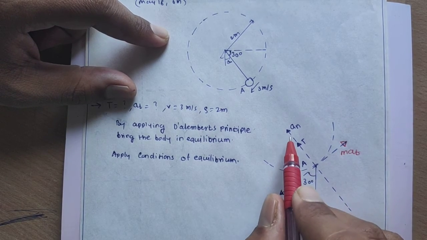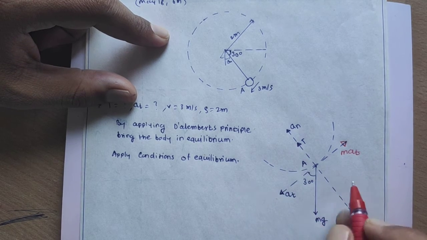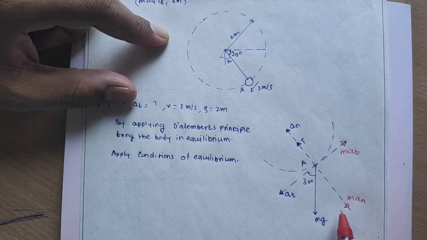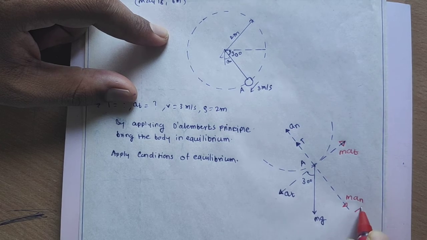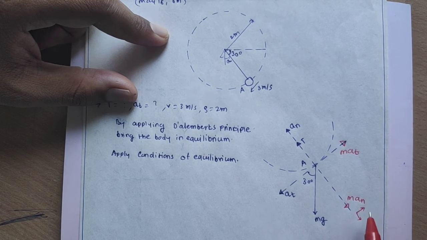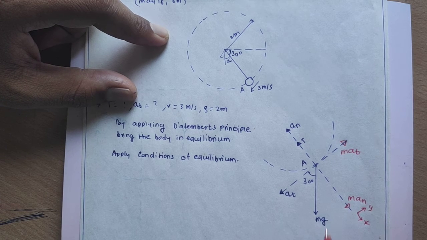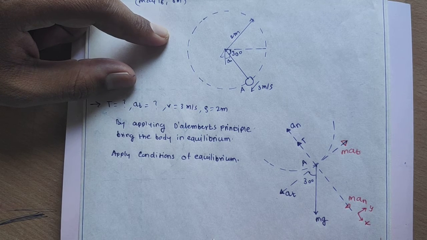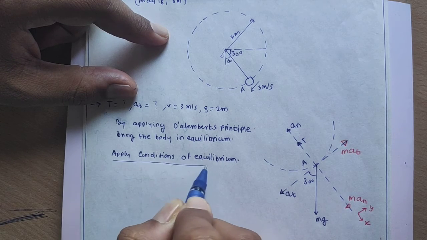Now in the other direction there is AN, so we have to apply an equal and opposite force whose magnitude will be MAN, and then the system will be in equilibrium. If required, you can mention the axes also, to perform the next tasks. Now again we have to apply the conditions of equilibrium.